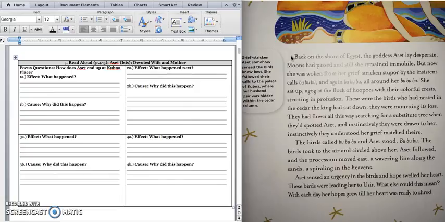It says, back on the shore of Egypt, the goddess Aset lay desperate. Moons had passed, and still she remained immobile. But now she was woken from her grief-stricken stupor by the incessant calls, boo, boo, boo, and again, boo, boo, boo. All around her, boo, boo, boo. She sat up, agog, at a flock of hoopoes with their colorful crests strutting in profusion.